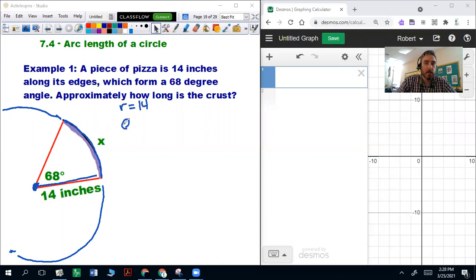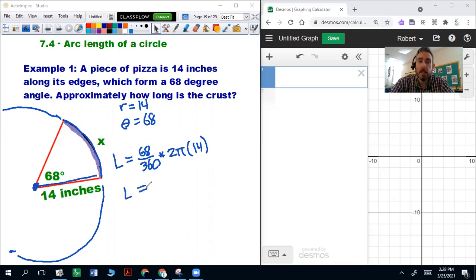We already have the angle. That's going to be 68. So we got everything we need to plug in to find x. It's going to be the angle, 68, out of 360, because the whole circle is 360 degrees. And then you're going to multiply it by the circumference, which is 2 pi r. 2 times pi times 14. So we're going to put that right in. You should just call that L for length. So our length is going to be whatever that equals.